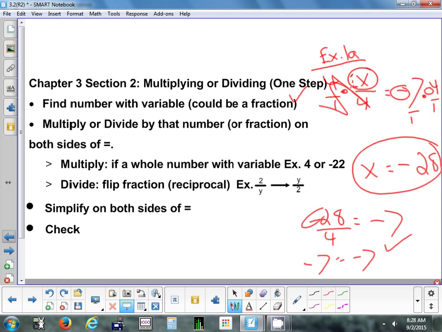I got a negative divided by a positive, because there's no sign there, and it's assumed that's positive. Everybody good with this? Everybody okay with this? Everybody feeling like they can handle this? Everybody awake? All right, let's go to the next one. Next slide.